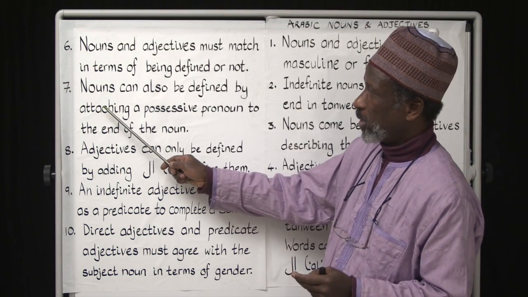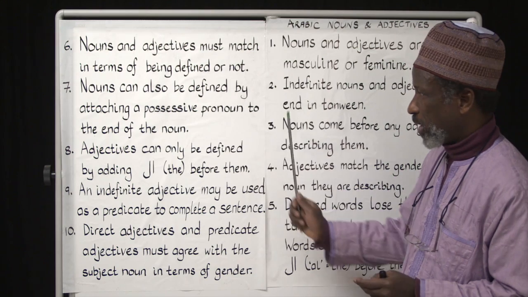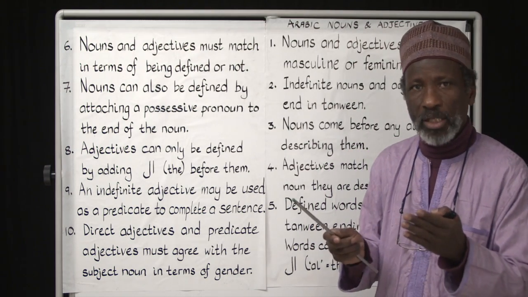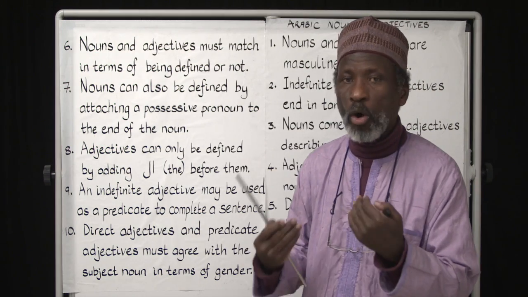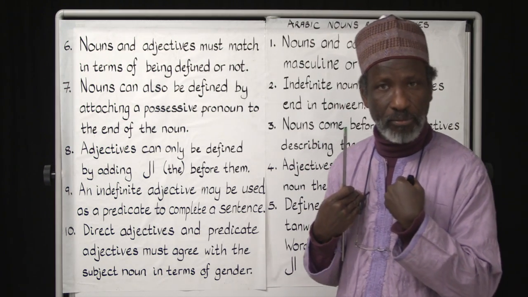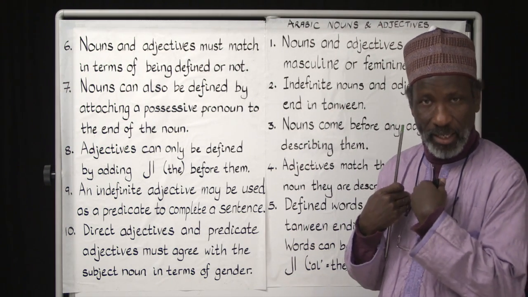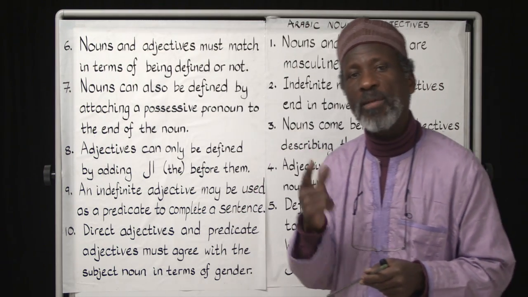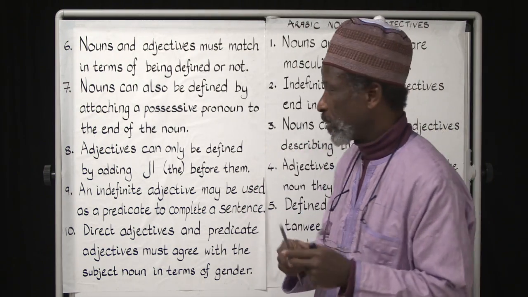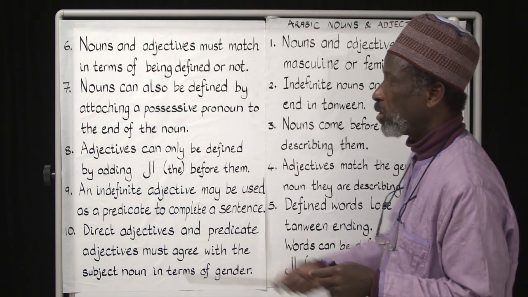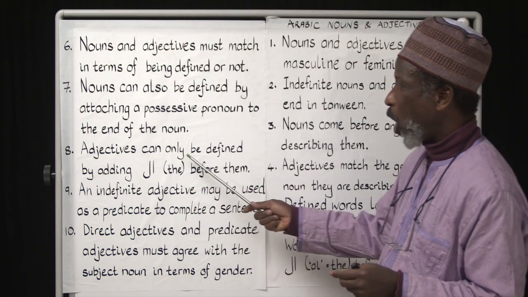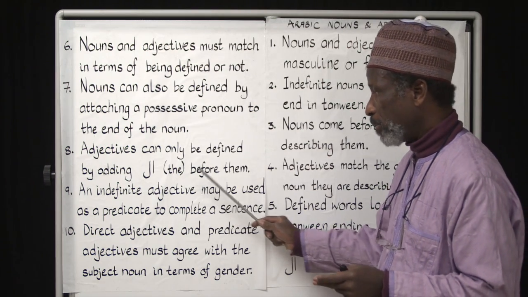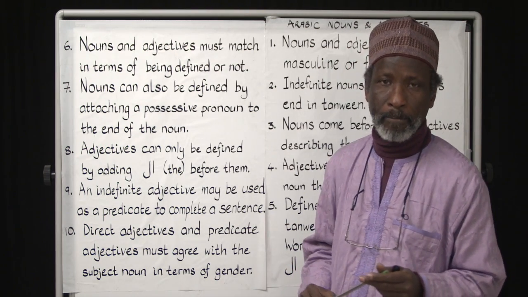Number seven, nouns can also be defined by attaching a possessive pronoun. Now, you can say the computer or my computer. That's possessive. That means I possess this, my. However, the adjectives can only be defined using al. And that is your number eight. Adjectives can only be defined by adding al, which means the, before them.